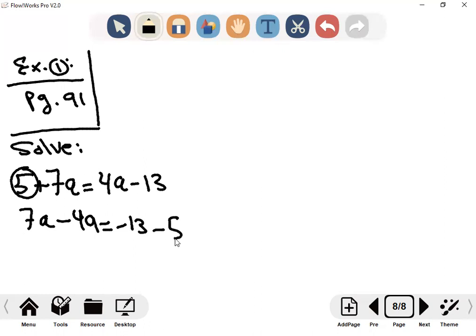Is it clear? Yes. Now the second step, combine the terms. 7a minus 4a is 3a, equals negative 30 minus 5, negative 35. Now how do we find a? Divide by 3 on both sides.